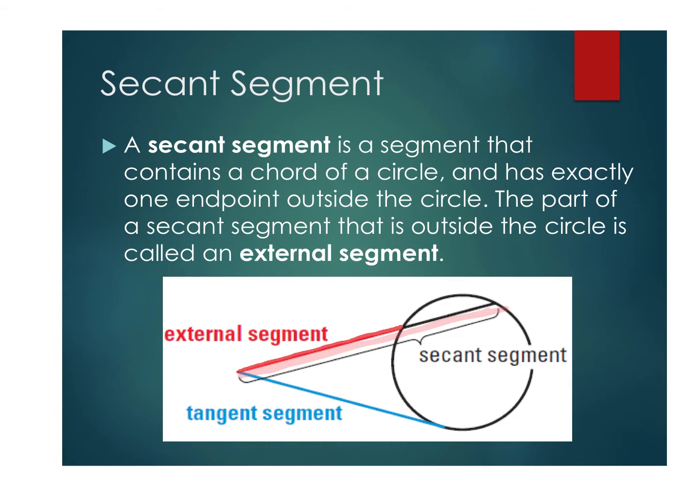Then the blue line, and the definition is going to come on the next slide, this is a tangent segment. Notice the tangent is only hitting the circle at one point, where the secant is actually passing through the side of the circle. So it's going through it, and then it's stopping at the endpoint on the side of the circle.